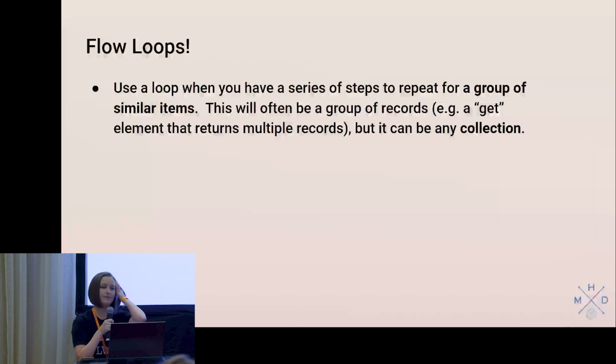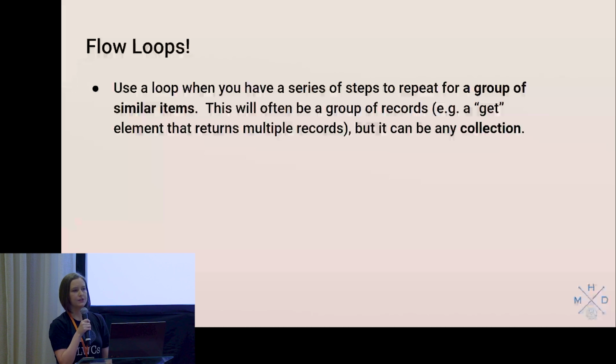All right, we'll jump right in. So flow loops, when do you want to use a flow loop, or when do you need to use a flow loop? You're going to use a loop whenever you have a series of steps to repeat for a group of similar items. In flow language, a group of similar items is just a collection. You don't necessarily need to create a variable that can have multiple records if you are looping through records. In that case, you can just use a get element that returns multiple records. And that's actually what our example will be today. So we're going to loop through a group of similar items because they're all the same type of record. They're all the same object.